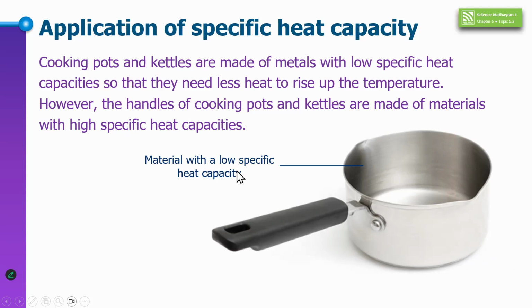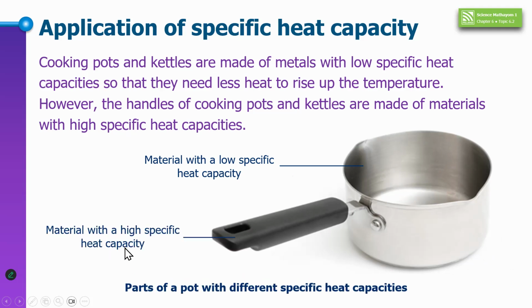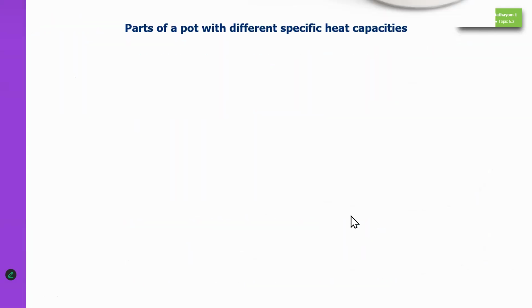However, the handles of cooking pots and kettles are made of materials with high specific heat capacities. All right? So we have this material with a low specific heat capacity, and this one is with a high specific heat capacity. All right? So these are parts of a pot with different heat capacities.